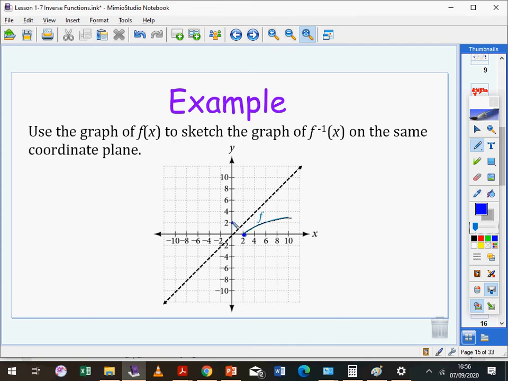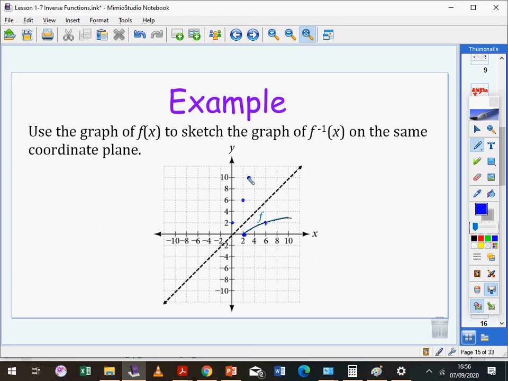This point right here is x is 6, y is 2. What do you guys think it's going to be on the other side? X is 2, y is 6. Right? So what I'm doing is simply switching the x and y values. This point right here is x is 10, I guess y is 3. And then on the other side of the line y equals x, it's going to be x is 3, y is 10. So something like that.